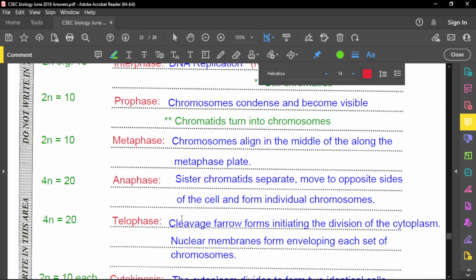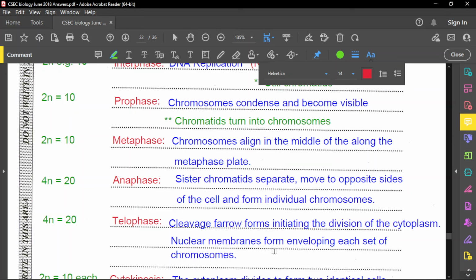In telophase, the same number of chromosomes exist. The only thing that starts to happen here is that the cleavage furrow forms, initiating the division of the cytoplasm. The nuclear membranes will form and envelop each set of chromosomes.